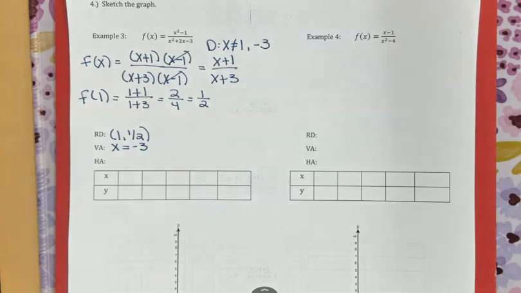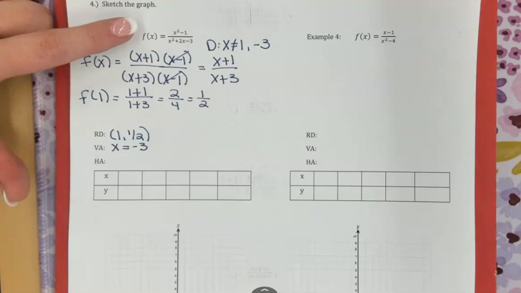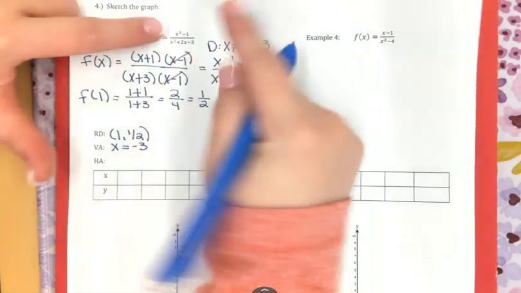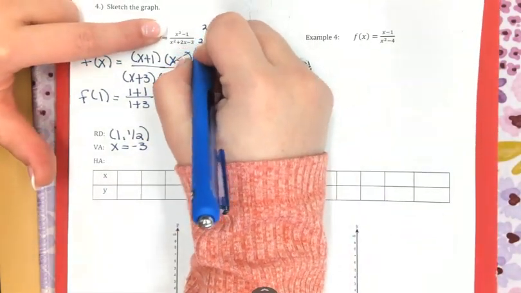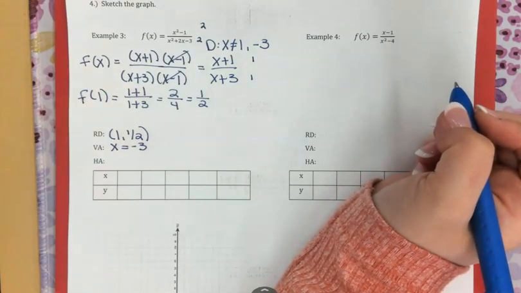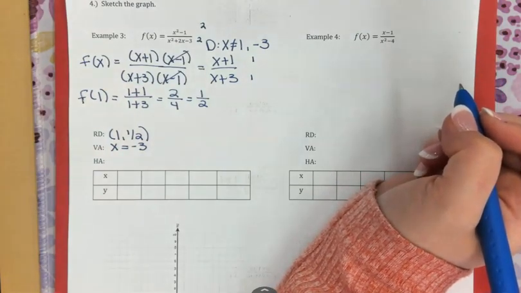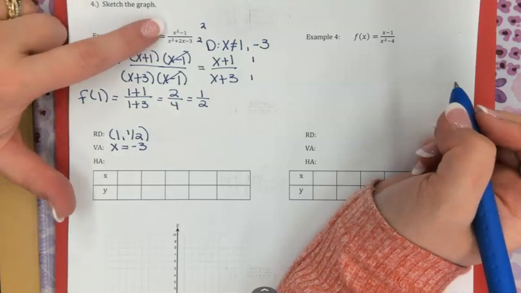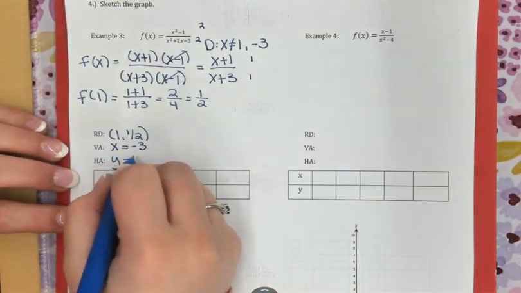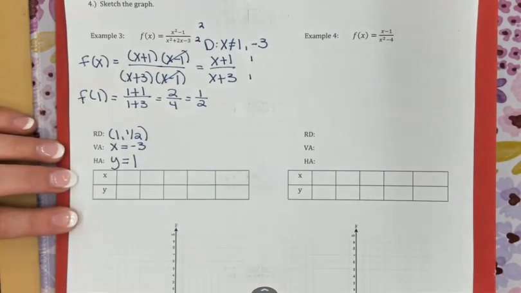Now for my horizontal asymptote, I need to look at the degree of my exponents. Now, I can do this for my original or my simplified. Either way, it will be the same. Notice here, these both have a degree of 2. These both have a degree of 1. So either way, it's going to be equal degrees, which means you divide your leading coefficients, and in each case, both are 1. So your horizontal asymptote is going to be at y equals 1.